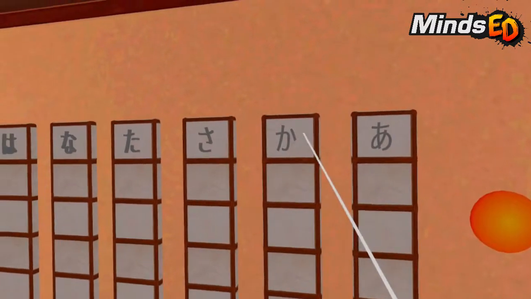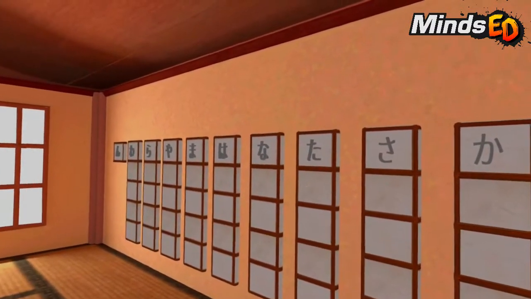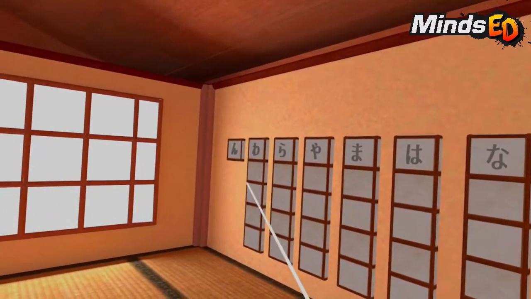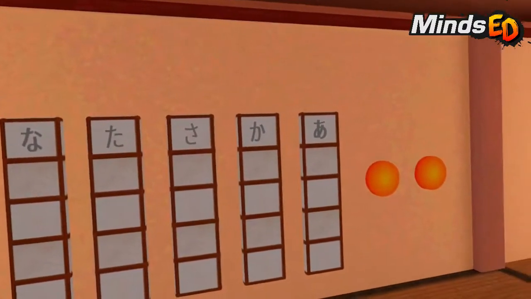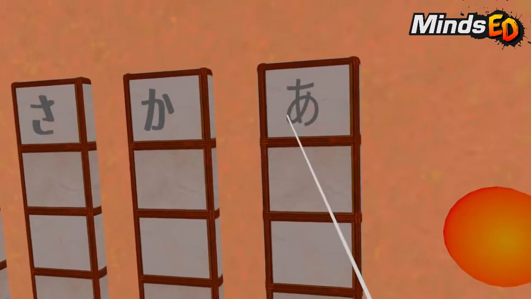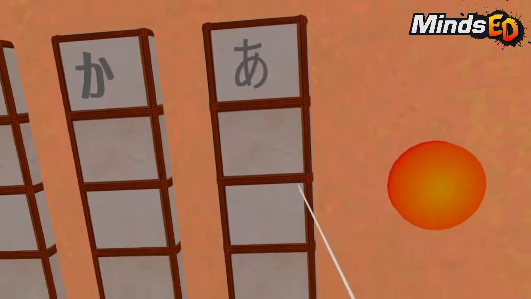A, ka, sa, ta, na, ha, ma, ya, ra, wa. All Japanese sounds can be derived from this logically, as you will learn in this activity. At the same time, we'll learn our first writing system called Hiragana.